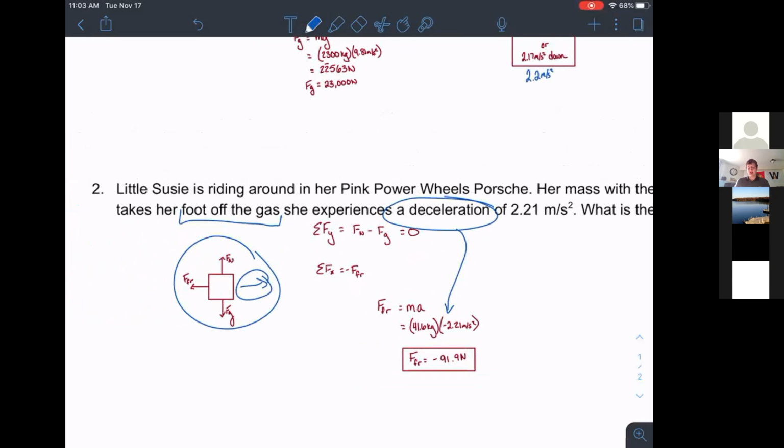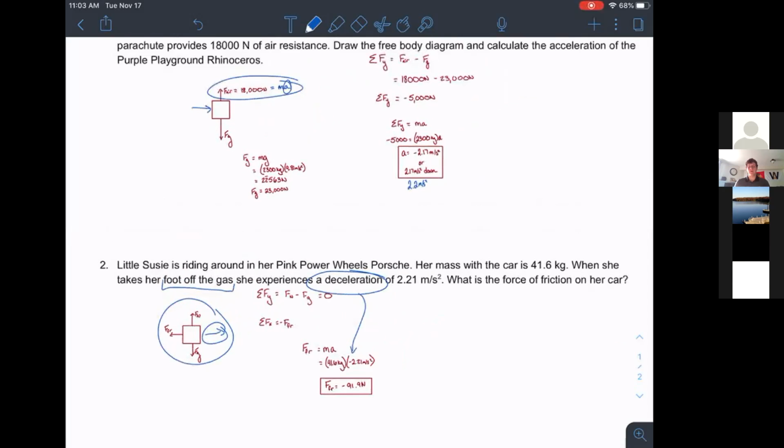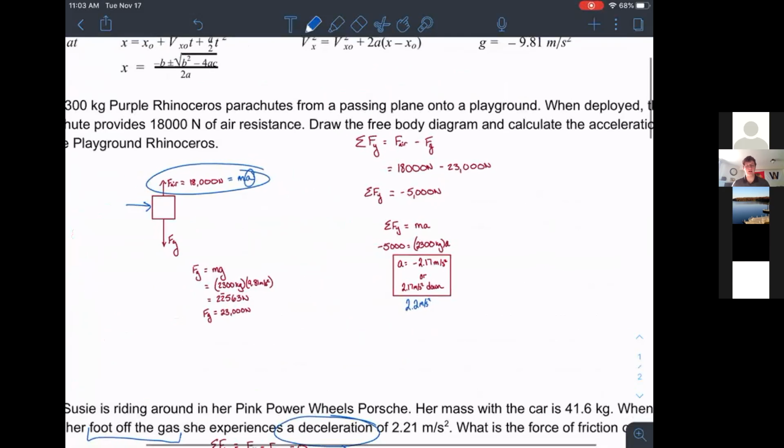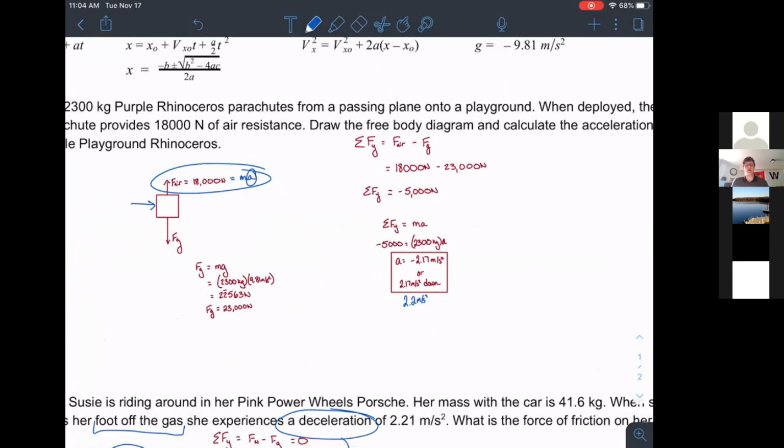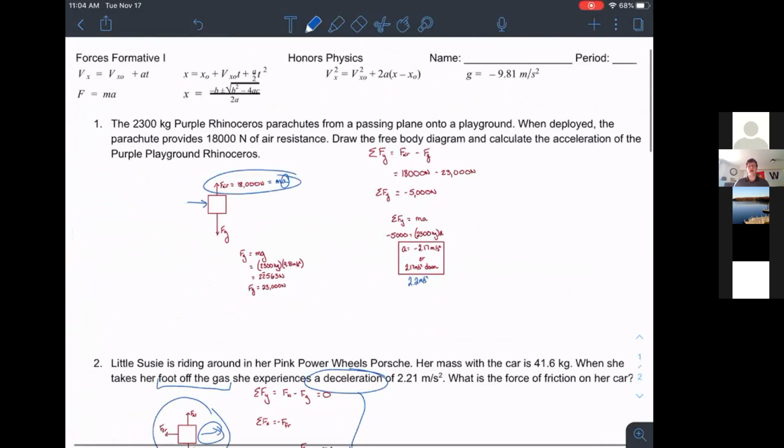Are there any questions on anything we've gone over today or on this formative specifically? Can you go over question 1 again? Question 1. Yeah. So it says a 2,300 kilogram purple rhinoceros parachutes from a passing plane onto a playground. When deployed, the parachute provides 18,000 newtons of air resistance. Draw the free body diagram and calculate the acceleration of the purple playground rhinoceros.